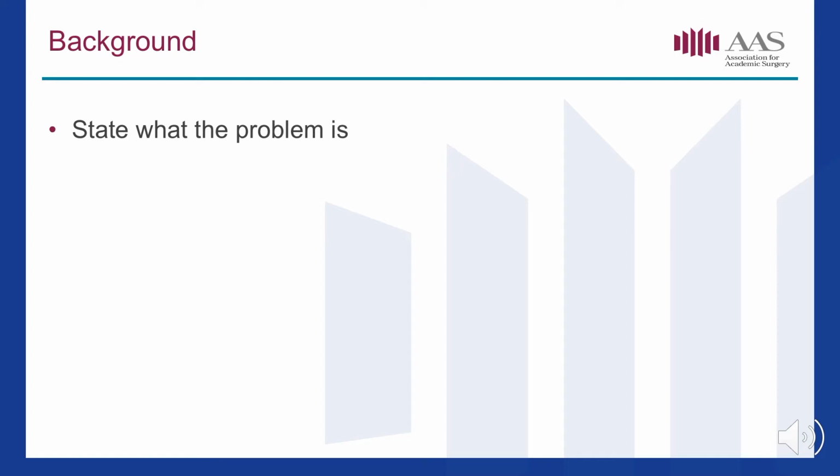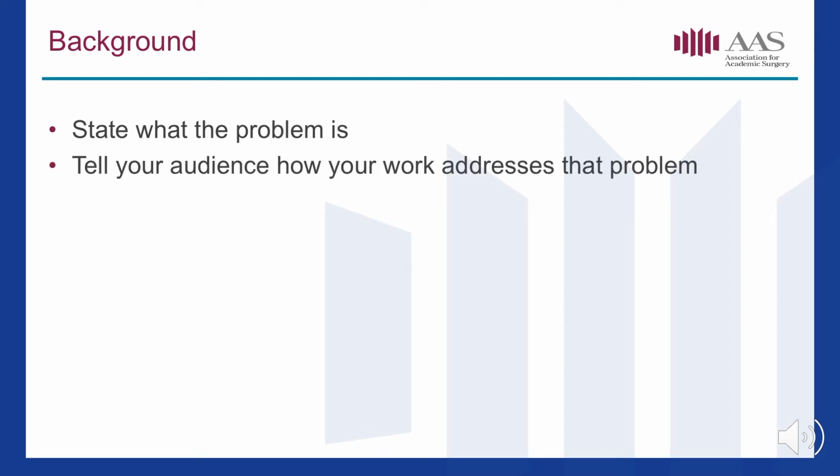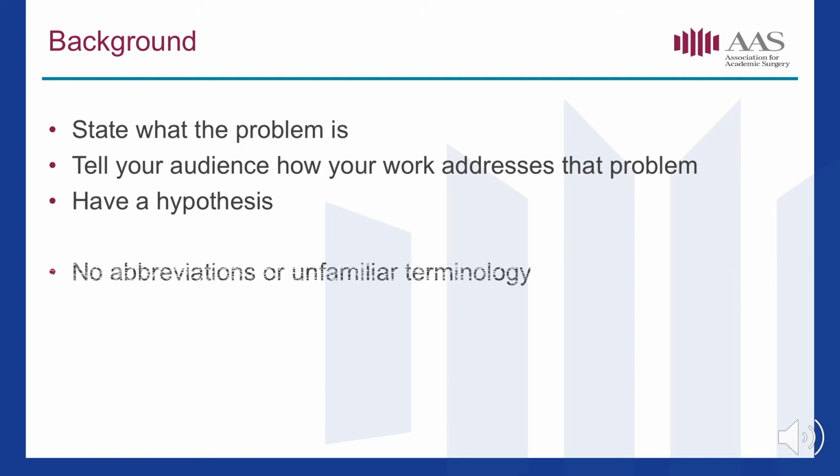So in the background, first of all, you want to state what the problem is. Why is it a problem? Why is it a problem to the general public? And then you want to tell your audience how your work addresses that problem. And then you want to have a hypothesis. It really is critical to have a hypothesis, and you should strive to avoid sentences like "we sought to" or "we aim to." Put yourself out there and say, hey, this is what we think is going to happen, and then go about showing it.